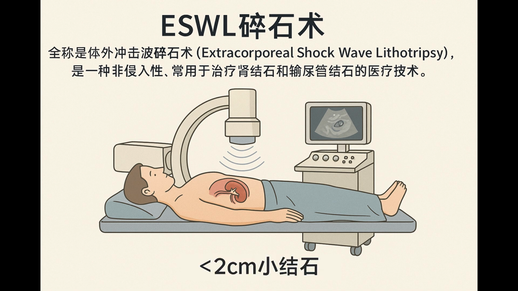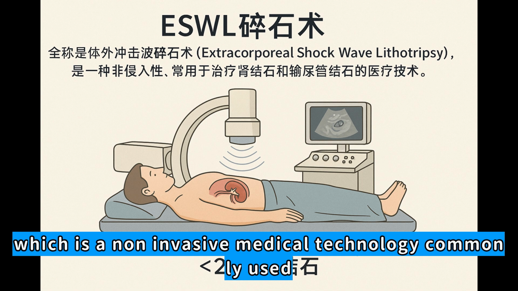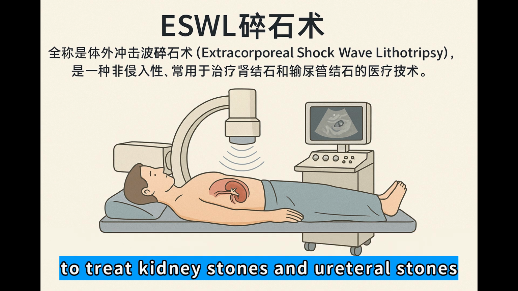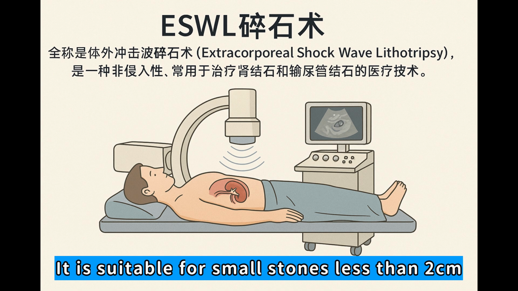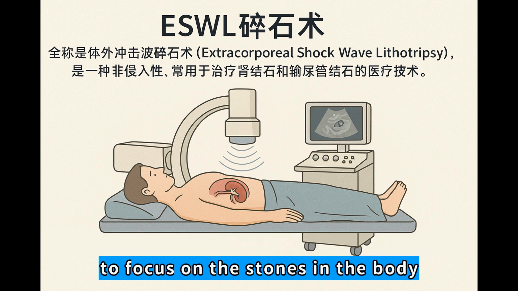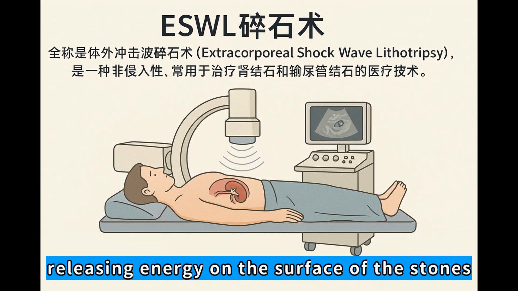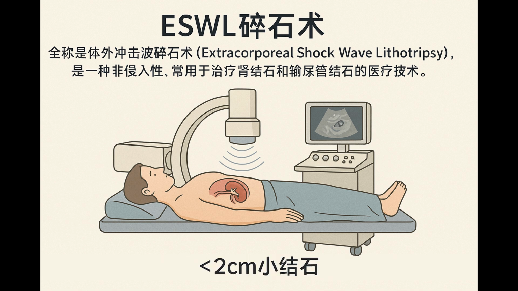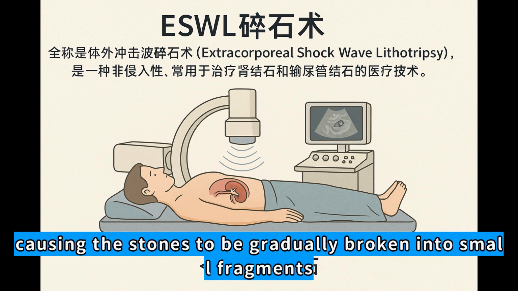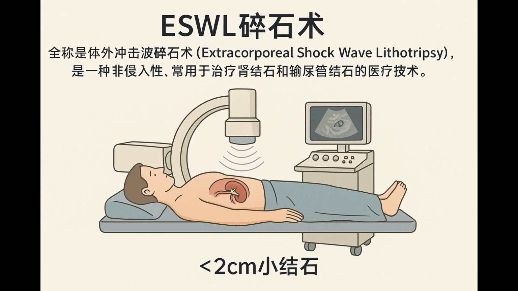ESWL lithotripsy. The full name is extracorporeal shock wave lithotripsy, which is a non-invasive medical technology commonly used to treat kidney stones and ureteral stones. It is suitable for small stones less than 2 centimeters. ESWL uses high-energy shock waves generated outside the body to focus on the stones in the body. The shock waves pass through the skin and soft tissues, releasing energy on the surface of the stones, causing the stones to be gradually broken into small fragments, and then naturally excreted from the body with urine.